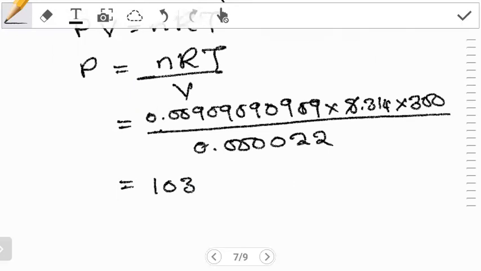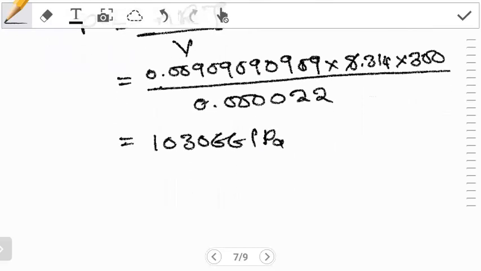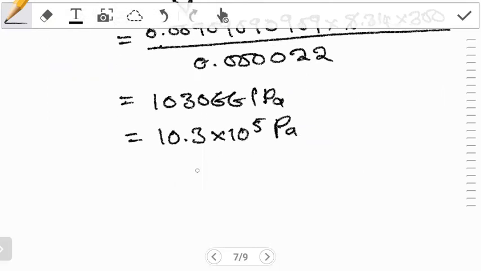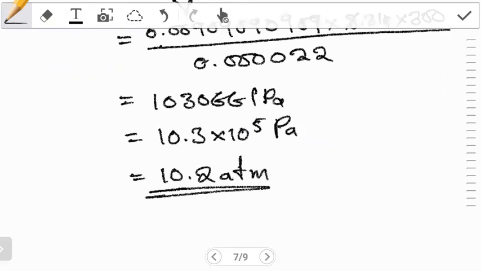You can even leave it up to here. Just there, this should be fine. So this is in pascals. You can convert it to other units. You can say this is 10.3 by 10 to the power 5 pascals. You can convert it to ATM if you want it to be in atmospheres. Then this can be written as 10.2 ATM. So you guys should be able to convert from one unit to the other with ease.